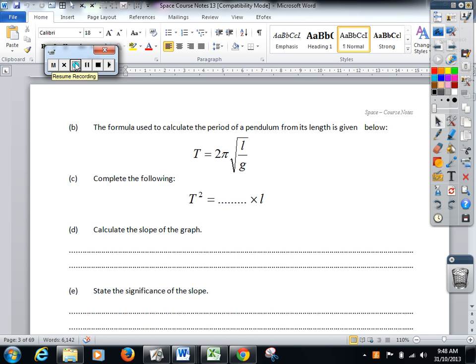Right, we're on this page in the blue book. What page is it? Page 4. And in a few more moments, you're going to analyse your data for your pendulum.